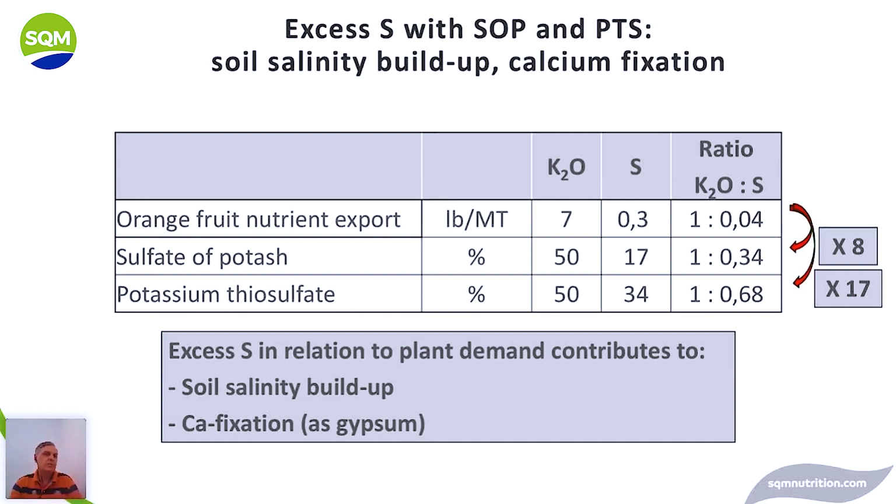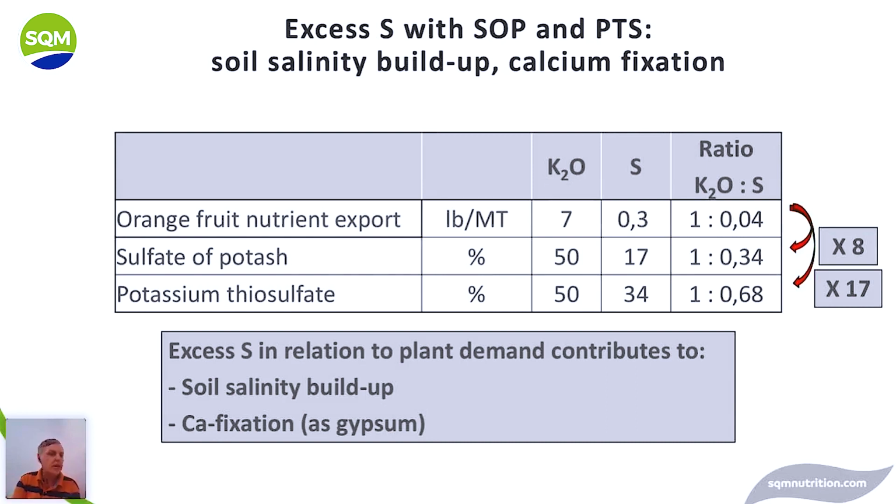If we use only sulfate of potash as the potassium source, the composition of sulfate of potash is 50% potassium and a minimum of 17% sulfur. This gives us a ratio of 0.34 pounds of sulfur for every pound of potassium. That represents 8 times more sulfur than the crop needs. And if you use potassium thiosulfate, which contains more sulfur than sulfate of potash, then we are applying 70 times more sulfur than the crop needs. And then we start to have an excess of sulfur.